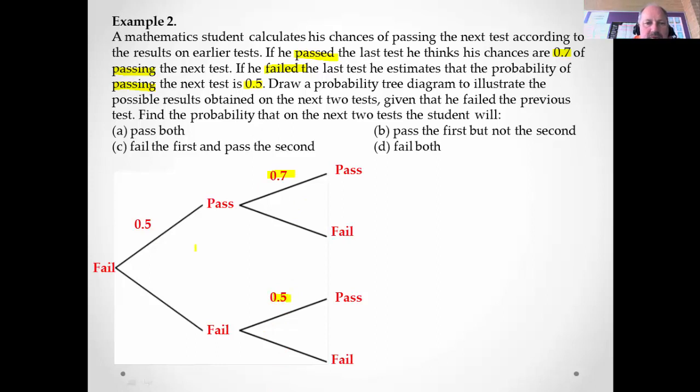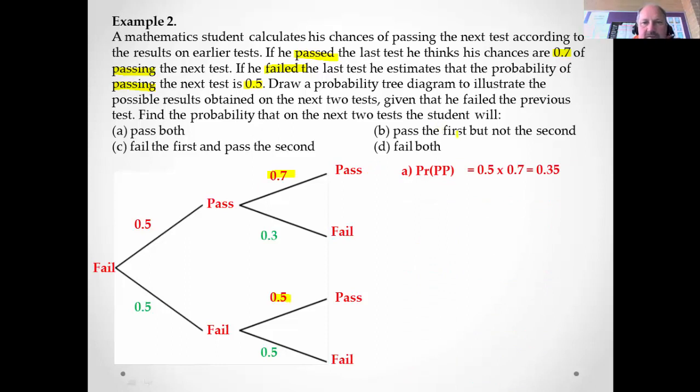Alright, we can complete the tree diagram. If it's 0.5 there, then it has to be 0.5 there. If it's 0.7 there, it has to be 0.3 there, and likewise 0.5 there, 0.5 there. Let's answer the question. Passing both, be this pathway, pass, pass. So it'll be 0.5 times 0.7 is 0.35.